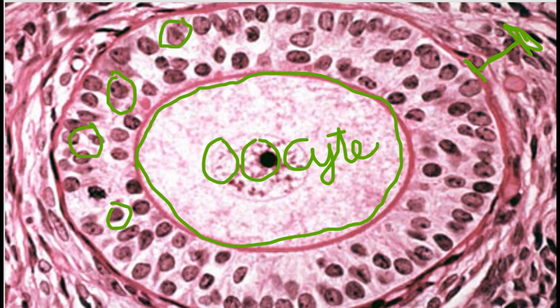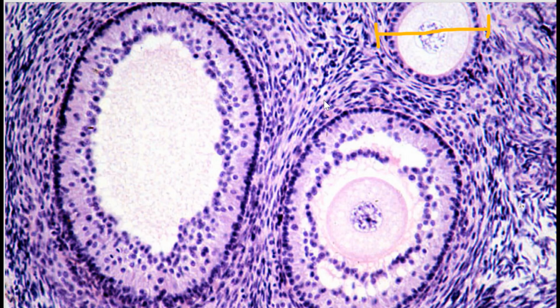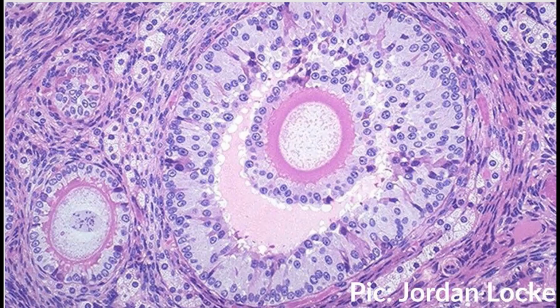So when comparing the primary follicle to our secondary follicle right here, you can see that the secondary follicle is a little bit more developed, and he's starting to get one of these guys here, which is an antrum. This is a better picture here of our secondary follicle. So thank you, whoever you are, Jordan Locke, that put your image on Google for me to use. Okay. So let's go ahead.